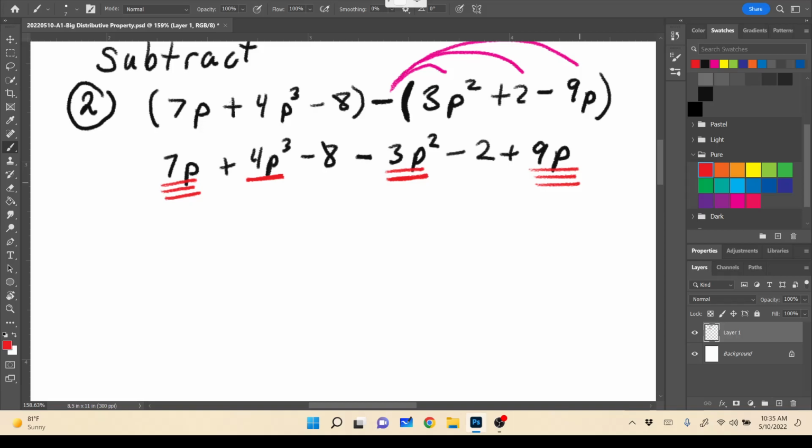Keep going. Okay. And then these two go together as well, right? So our answer in descending order is what? 4P cubed, minus 3P squared, plus 16P, and then minus 10. That's right.